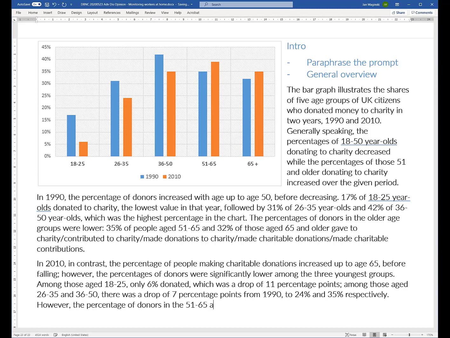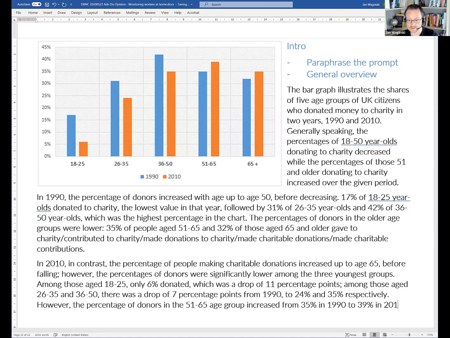Can we say in 2010? The 51 to 65 age group increasing. Increased, sorry. It's got to be past simple because all the information's in the past. Yeah, increased from 35% in 1990 to almost 38 or almost 40. So yeah, let's just say 39% in 2010.